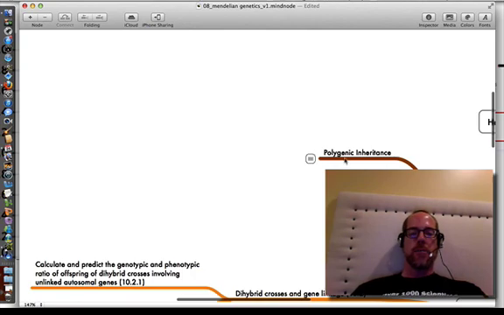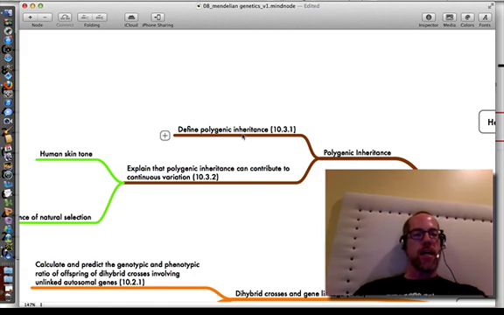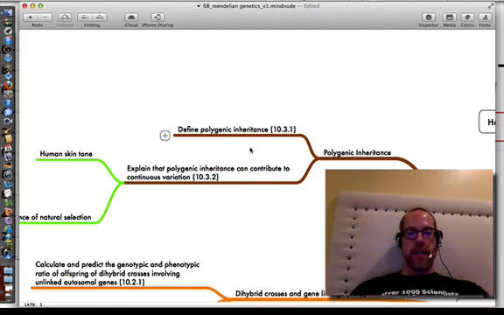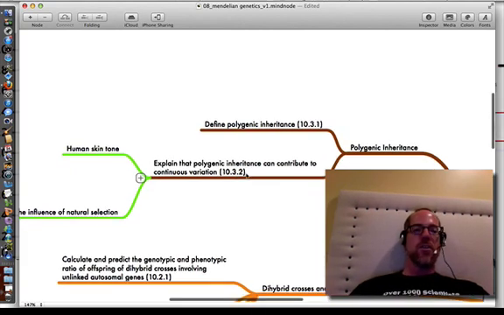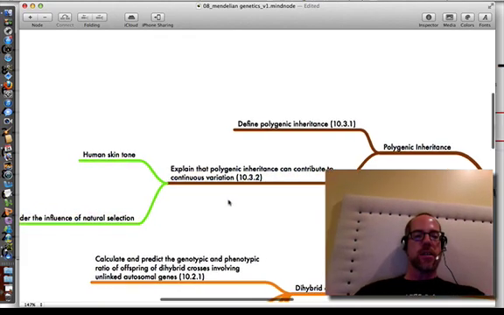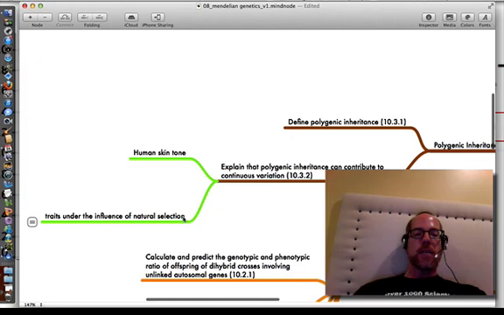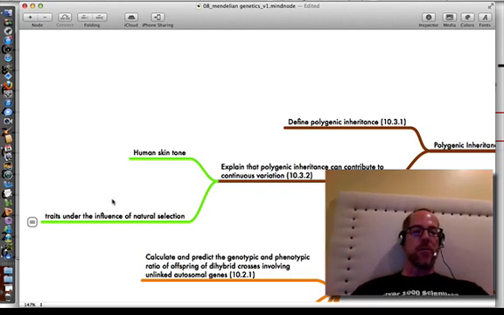And then finally, we'll end up with polygenic inheritance. You know it, you love it, you can't live without it. We'll define polygenic inheritance. We did that last Friday or Thursday, and then we will talk about how polygenic inheritance can contribute to continuous variation. This is huge. This is a huge concept because it really helps us understand how natural selection works on various traits within a population, and how that selection can ultimately lead to adaptation of a population over time.